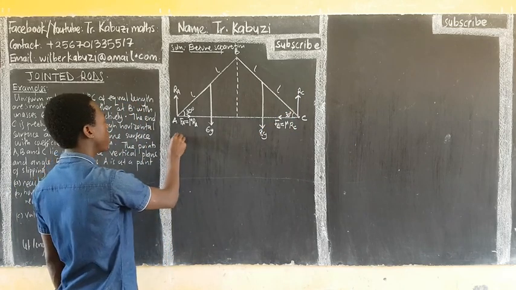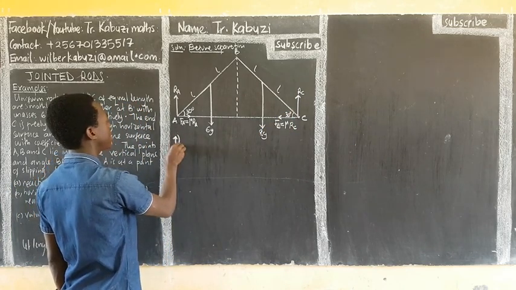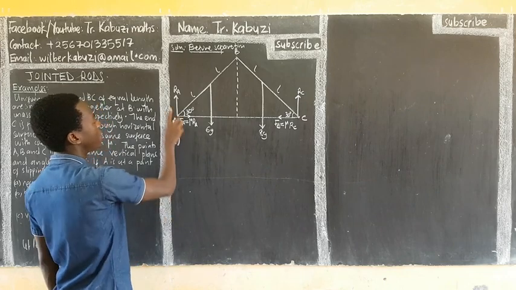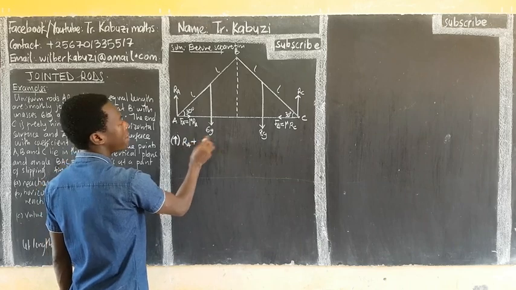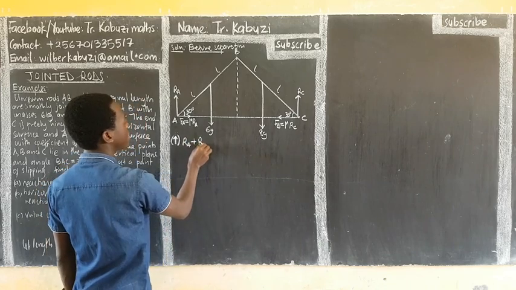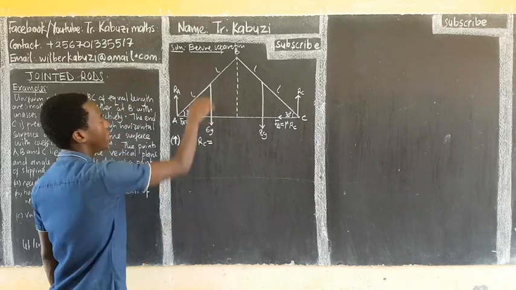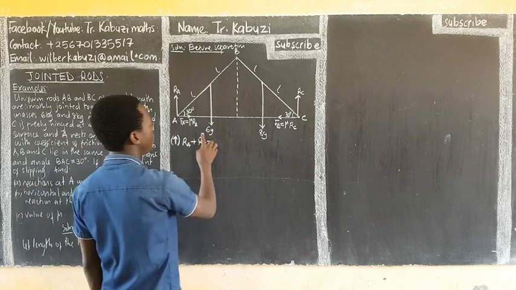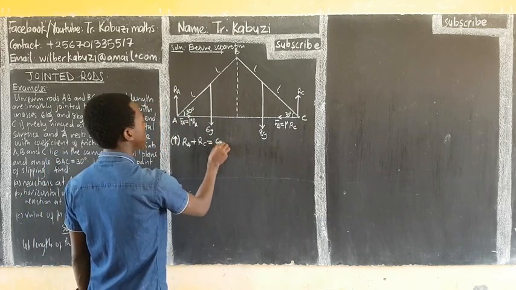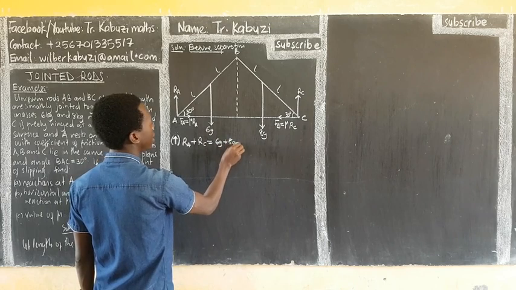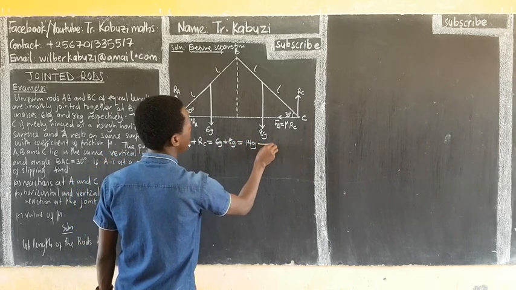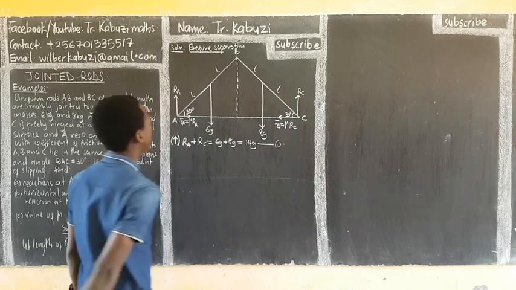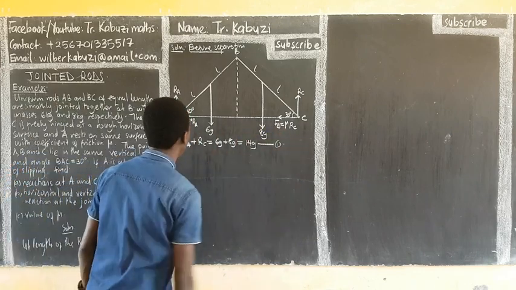Or, we can first resolve vertically upwards, like this. If I resolve vertically upwards, I have RA plus RC equaling, this one's acting downwards, 6g plus 8g. It is going to give us 14g. And I call this equation 1. So now, we either take moments here or we take moments there.